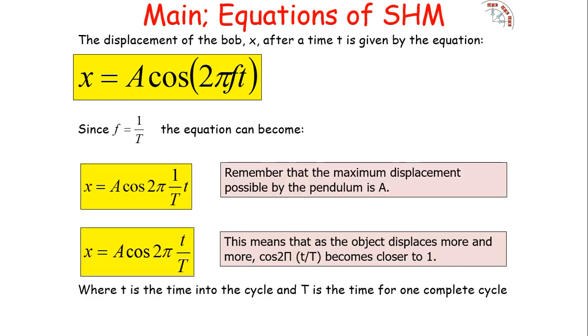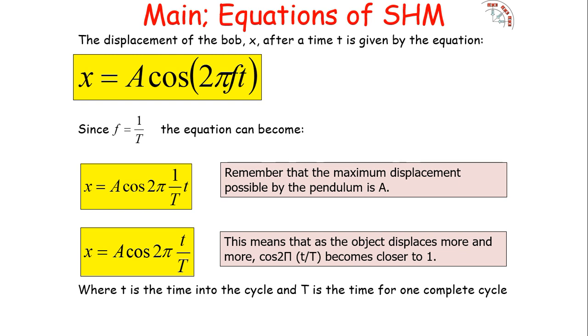So now we know that frequency is equal to 1 over time period. Well, we can sub in f equals 1 over T, where big T is the time period and small t is just the time given in the question, the time you want to work out the displacement for. So we now know that x is equal to A cos 2 pi small t over big T.